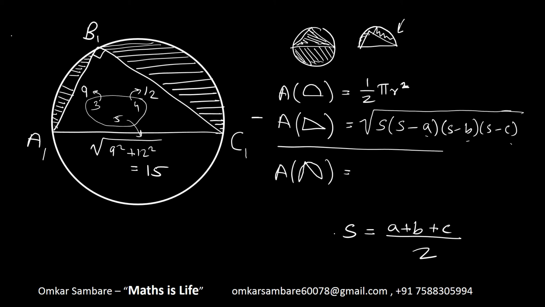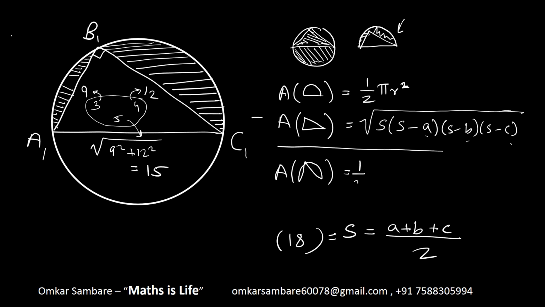9 plus 12 will be 21. 21 plus 15 will be 36, and 36 divided by 2 will be 18. So in this case S is 18. Okay, so let's create the first formula for the area of the shaded region.